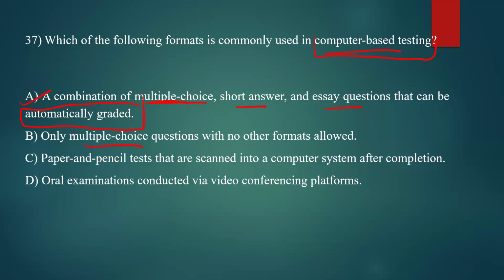B and C are saying about only multiple choice. No. A computer-based test can evaluate short answer questions also. It can evaluate essay questions also. It can evaluate any type of question, no problem.